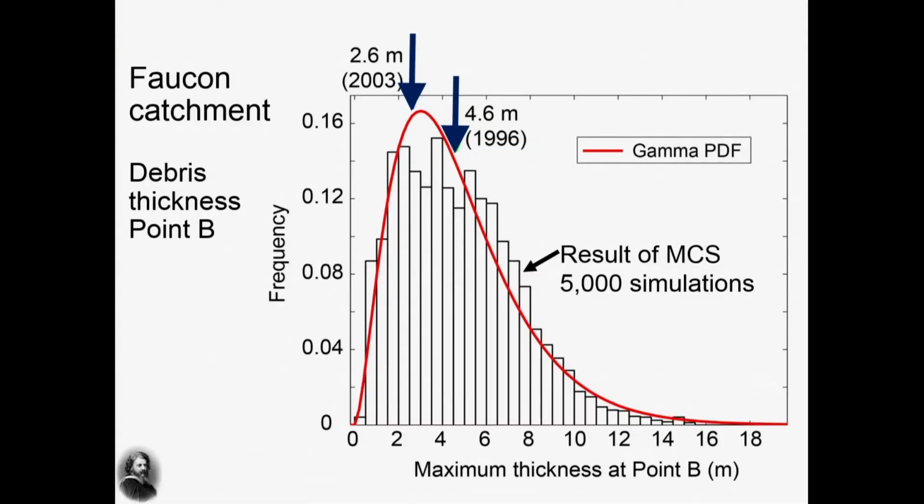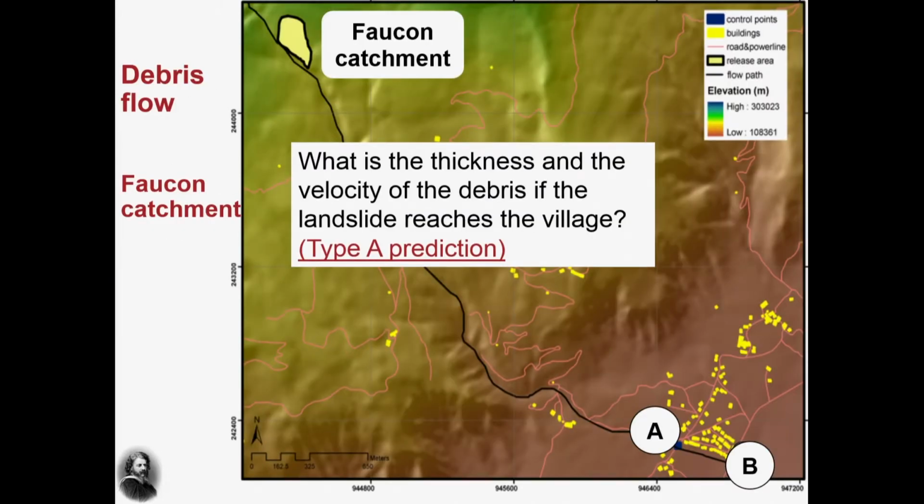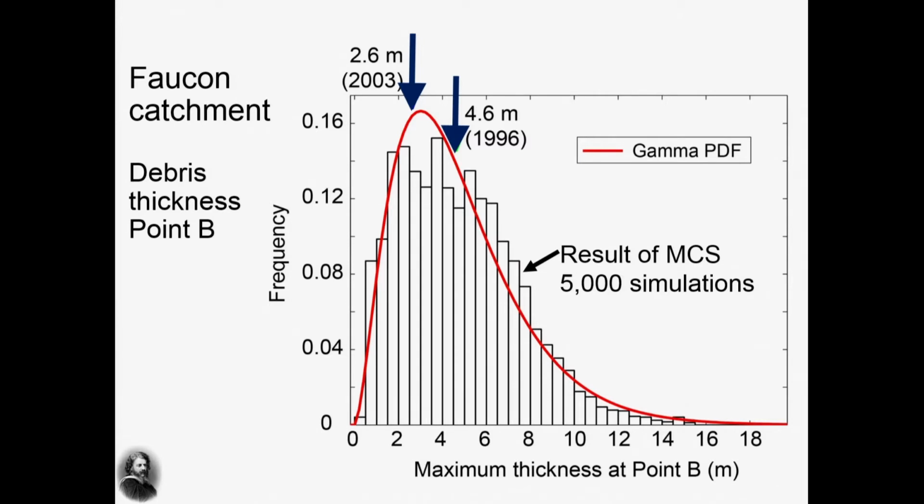So I show you 2 results. The first one is the thickness of the debris in point B. Point B was the one furthest down. We did 5,000 simulations with Monte Carlo, shown with the block diagrams. Then we fitted that with the gamma distribution in red. And the measurements are shown with the arrows in blue, black there, blue here. As you see, the values that are measured are close to the mean, and certainly within 1 standard deviation.